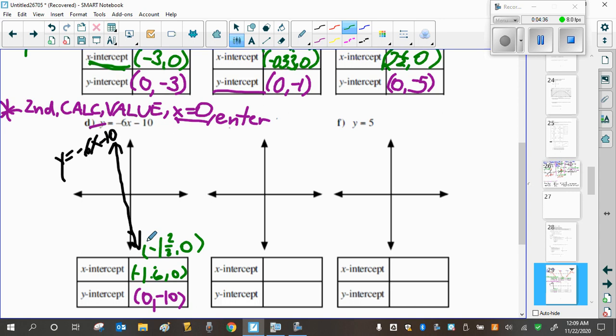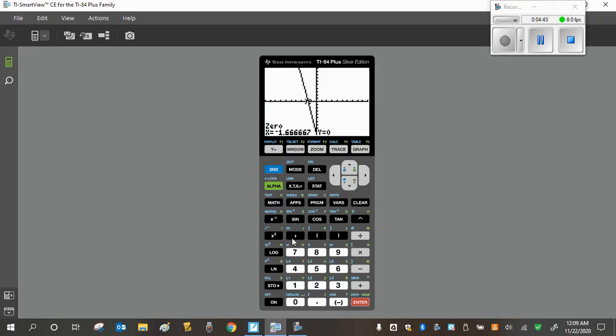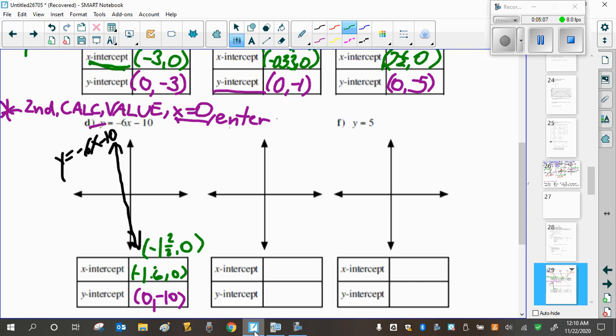And if you don't know that decimal .666 is 2/3, here's another way of doing it. On your calculator, you can just punch in negative 1.66666, second quit, that's how you get out of your graph. And then if you press X and equals, that gives you the x-intercept. Now math fraction equals negative 5/3, which is negative 1 2/3. Either one is fine.